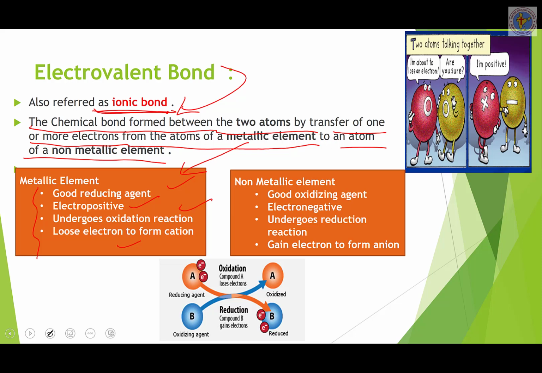So here the metallic element will donate the electrons and the non-metallic element will accept the electrons, and hence the electrovalent bond will form. So what is the nature of non-metallic elements, children? Good oxidizing agent, electronegative, undergoes reduction. Since they are good oxidizing agents, they undergo reduction and gain electrons to form anion. Yes, so here you can see the diagram that reducing agents undergo oxidation reaction, and oxidizing agents undergo which reaction, children? They undergo reduction reaction.